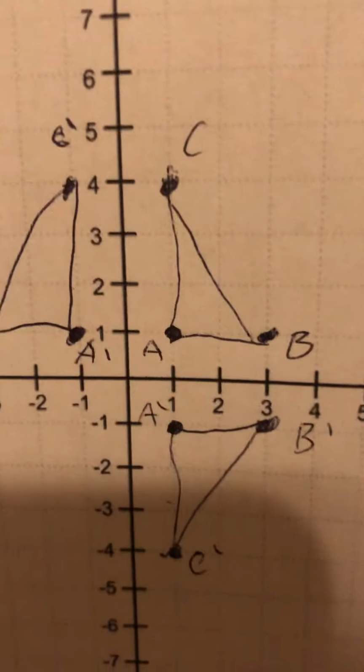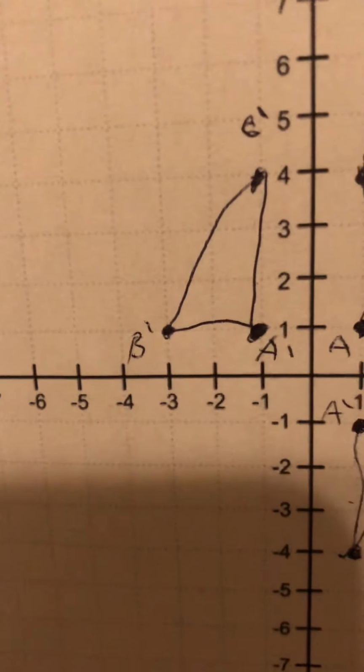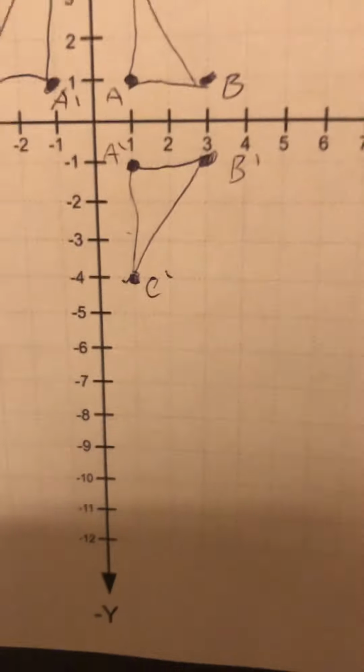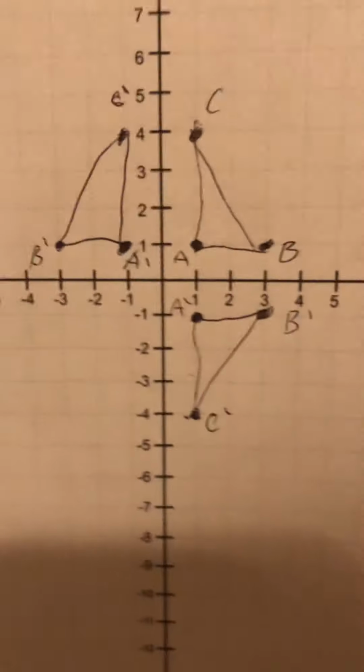So over the y-axis, we have that there. That's C prime, B prime, and A prime. And over here, remember, it is over the x-axis. So reflections, like I said, are just a mirror of what and where it is supposed to be.